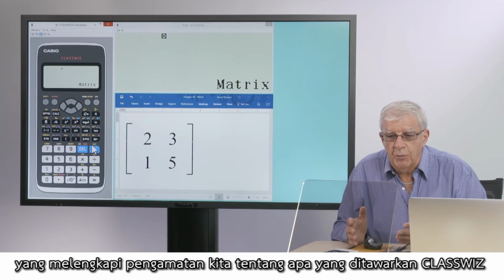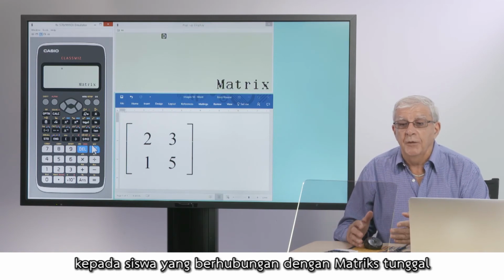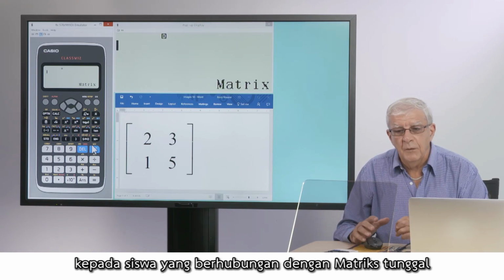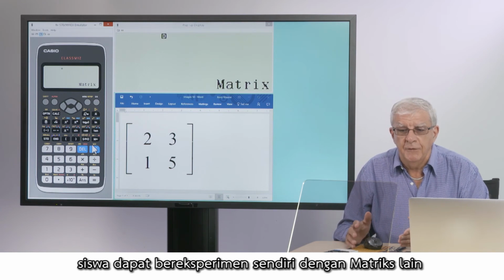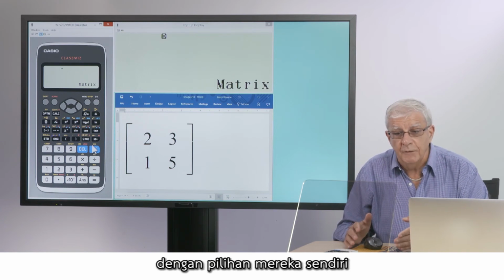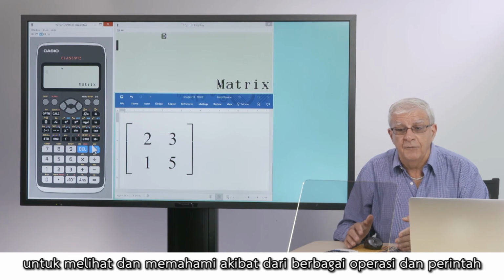That completes our look at what ClassWiz offers students to deal with a single matrix. Students can experiment for themselves with other matrices of their own choice to see and understand the effects of various operations and commands.